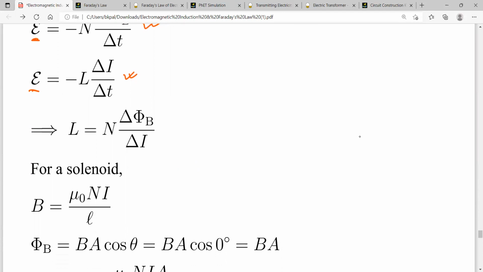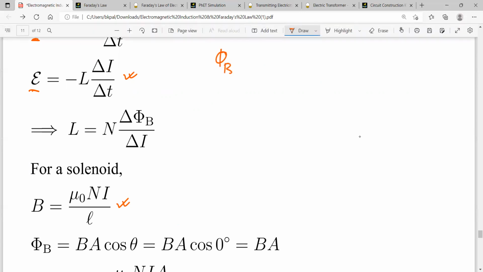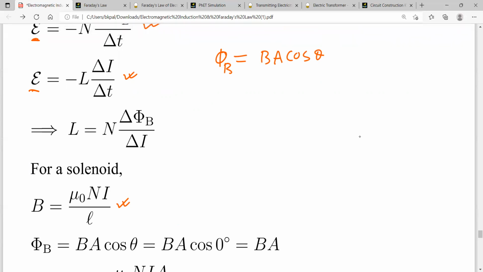Now, for a solenoid, we already determined in the last chapter that the magnetic field is B equal to mu 0 times the number of turns times the current divided by the length of the solenoid. Now I want to know what the magnetic flux is. Magnetic flux is BA cosine theta. B is the magnetic field, A is the cross-sectional area, and theta is the angle between the magnetic field lines and the area.